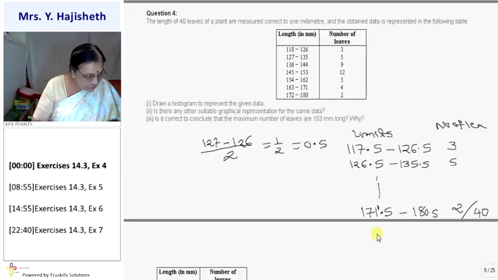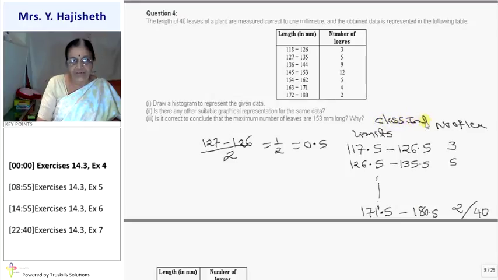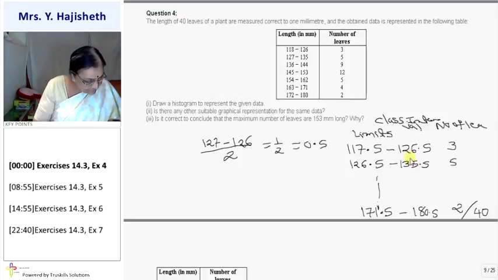Now the first question is to draw the histogram to represent the given data. First make the class intervals continuous. So now I form the class interval limits, I make the class intervals continuous. There is no gap. Is there any other suitable graphical representation for the same data? Yes, there is another suitable graphical representation, and that is the frequency polygon.